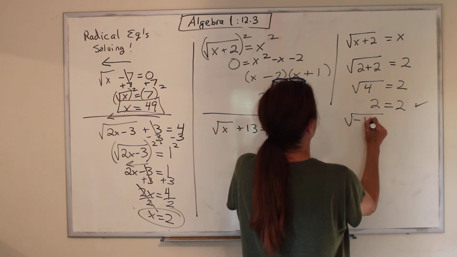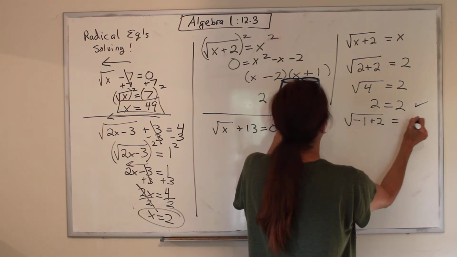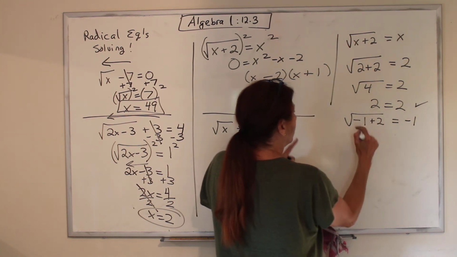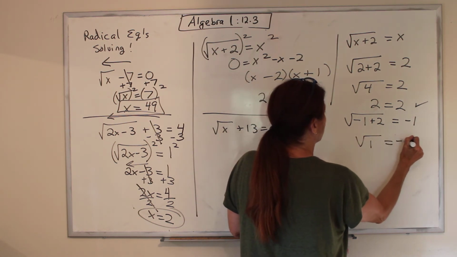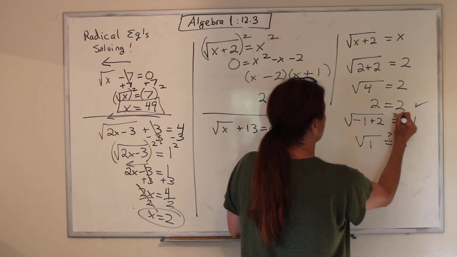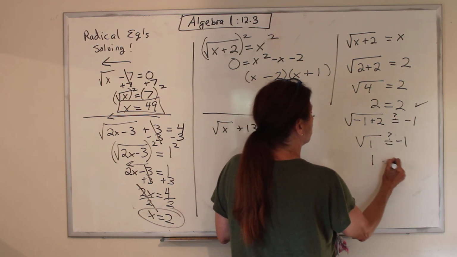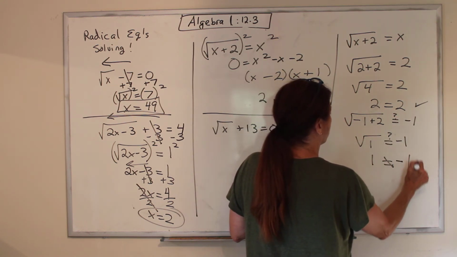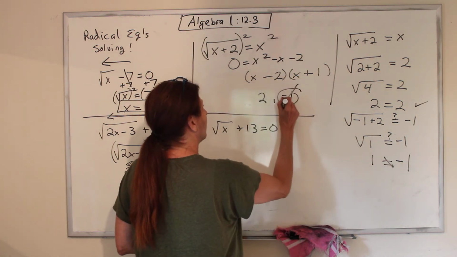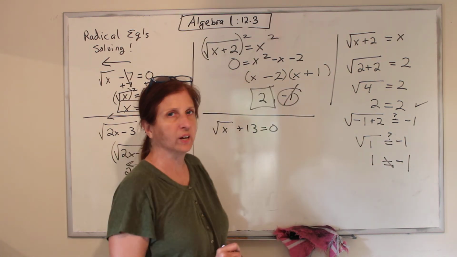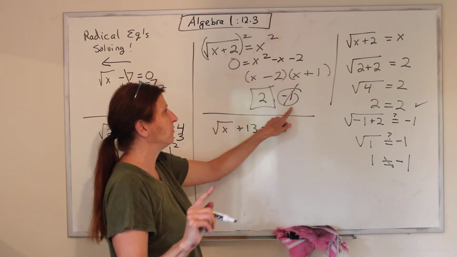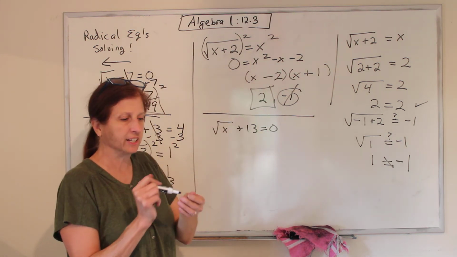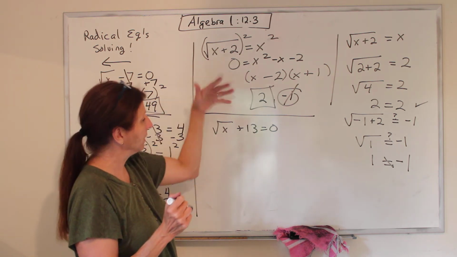Square root of negative 1 plus 2 equals negative 1. Negative 1 plus 2 is 1. The square root of 1 equals negative 1. We'll put little question marks here. Square root of 1 is 1, and it does not equal negative 1. So that is not a solution. That's the only one. So if you have x's on both sides, watch out for fake answers. You have to put it back in and check. Another way, well, I won't go into that.